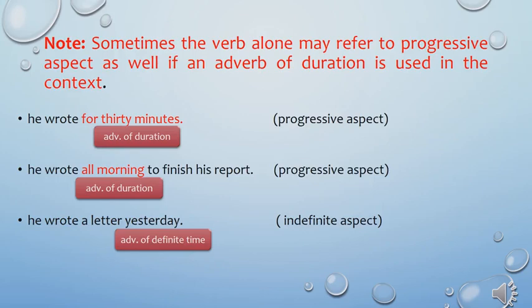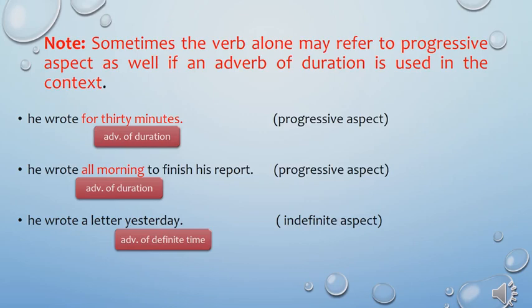Now pay attention to this extremely important note. Sometimes the verb alone may refer to progressive aspect as well, if an adverb of duration is used in the context. We've said that the verb alone in the sentence without any auxiliary indicates that the aspect is a simple or indefinite aspect. But you have to pay attention to the adverb that is used in the same sentence.